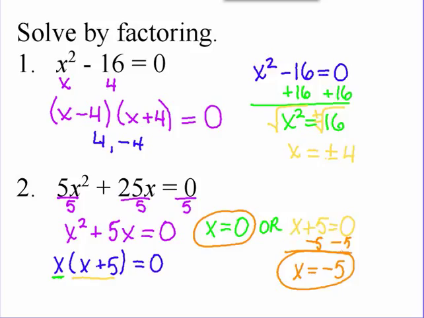Now you can divide by a number. You cannot divide by a variable. Okay, so when we divided by 5 here, that was fine as long as we didn't put a variable in there. So far, so good?